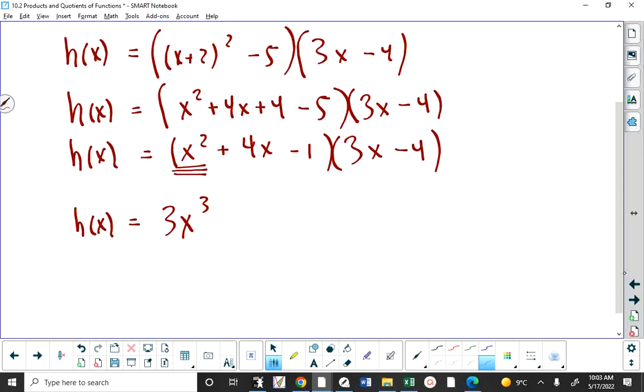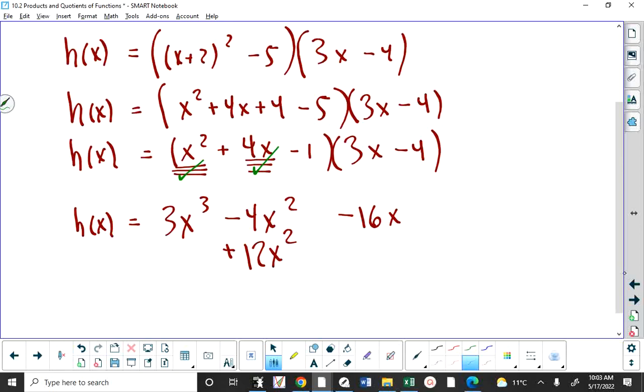Then I take the x squared times the negative 4, and it gives me negative 4x squared. And then I say to myself, I'm done with that x squared. I've completed that contribution. And now I move on, and I'm going to look at the 4x. And I multiply the 4x by the 3x to get 12x squared. And I have a habit of stacking similar terms because I'm going to be adding them together. And then the 4x times the negative 4 is negative 16x.